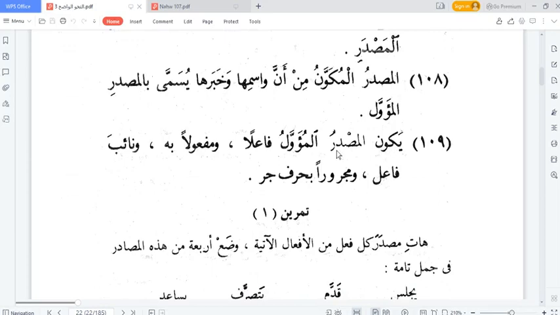Also, yakunu al masdar al muawwalu fa'ilan. So it is possible that the masdar al muawwal that is formed, it is possible that it should be fa'il wa maf'ulan bihi, or it should be maf'ulun bihi wa na'iba fa'ilin, or it should be na'ibu fa'il wa majruran bi harf jar, or it should be majrur with harf jar.